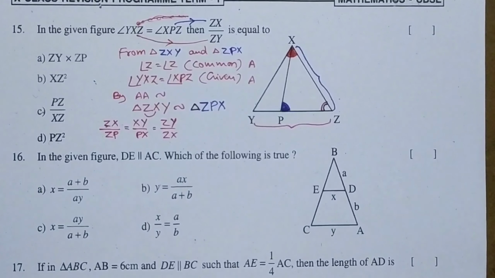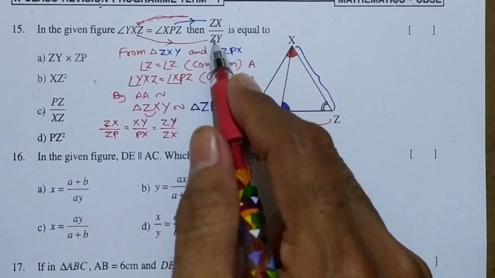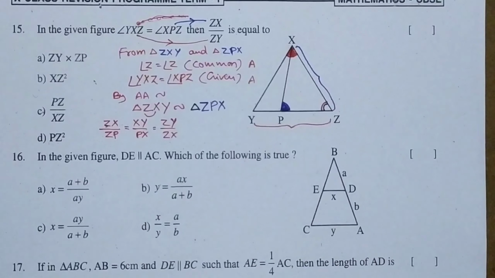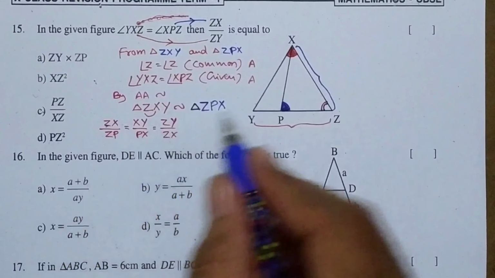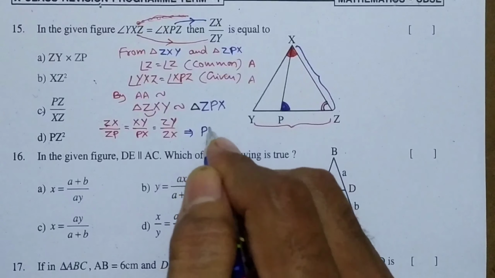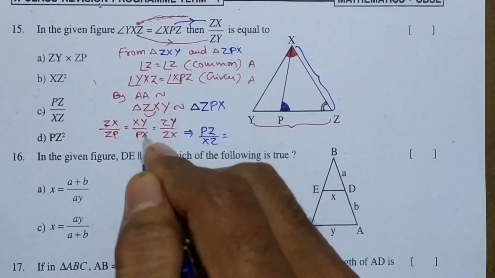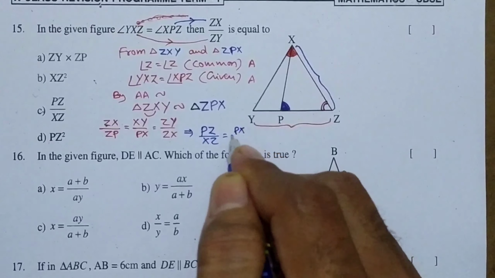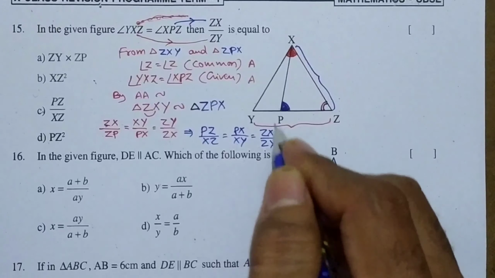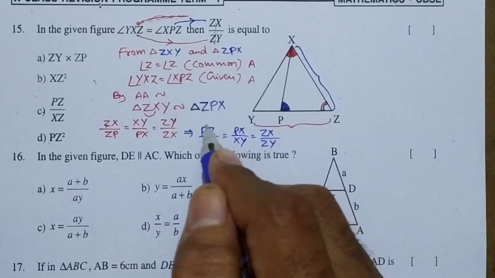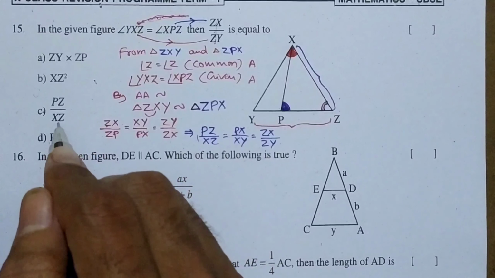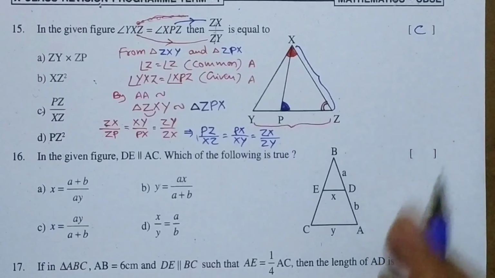Now the question is ZX by ZY is equal to, we have to interchange it. Let us interchange all the values. ZP we can also say PZ. PZ by XZ is equal to, it also can be replaced as reciprocal, PX by XY equal to ZX by ZY. Now according to the question, ZX by ZY equals either PZ by XZ or PX by XY. Here which is given? PZ by XZ is given. So option C is the right answer.